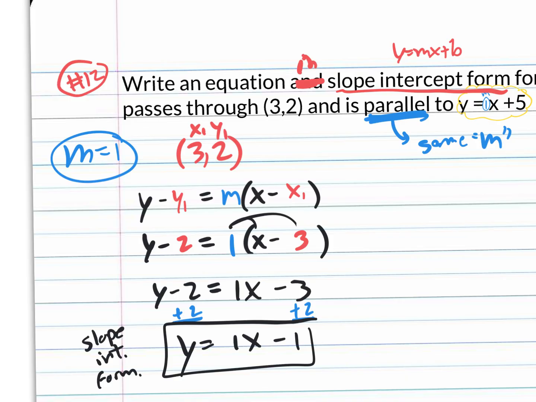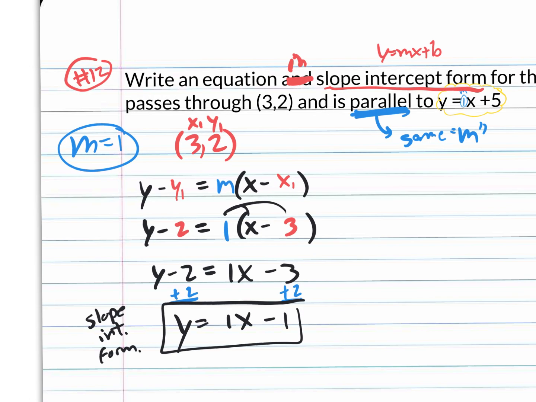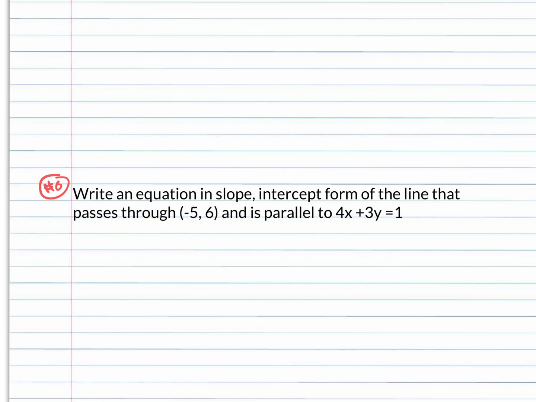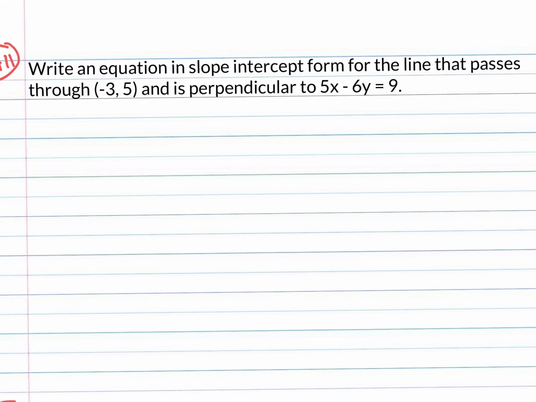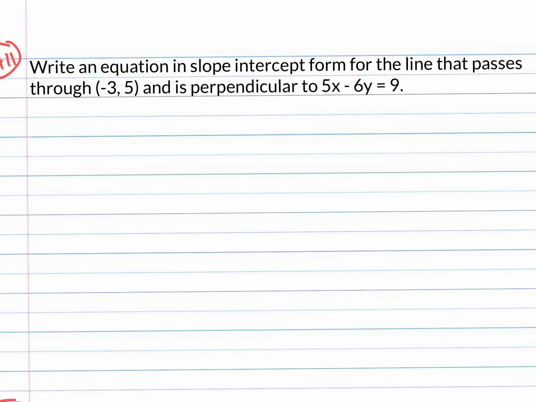Now, perpendicular is where you have an opposite reciprocal slope. So check it out. This next one, this one right here, is way more challenging. Why is that? Because we want to write an equation of the line that passes through this given point.